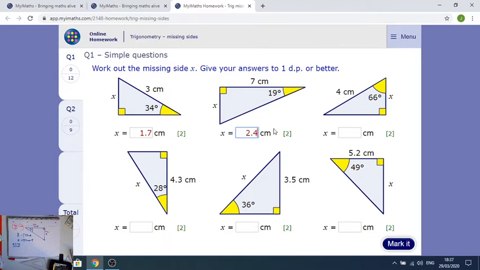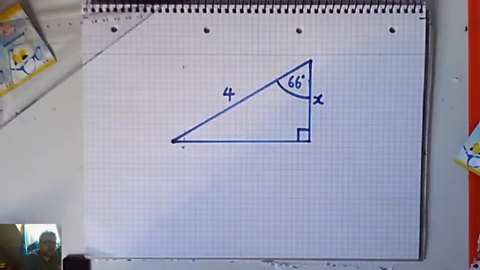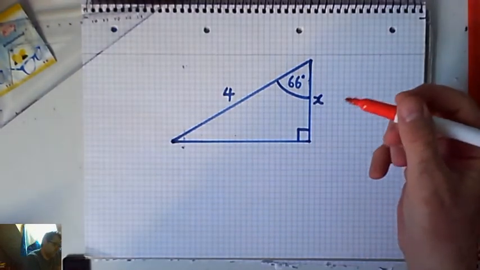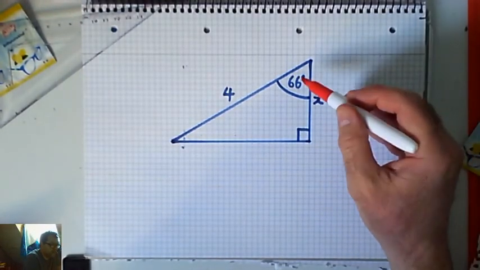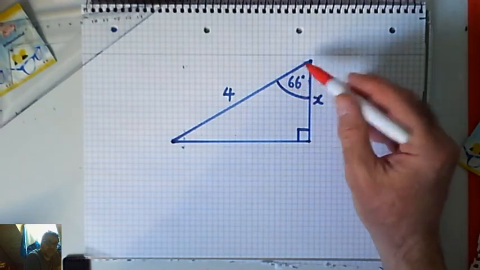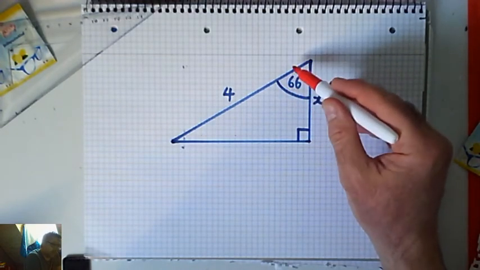2.4, and then the next one is up here, so I'll do that on my pad now. By the magic of editing, that's appeared on my pad, and I need to identify what everything is in this triangle. The angle we are concerned with is the 66 up here. That's the one we're going to use.